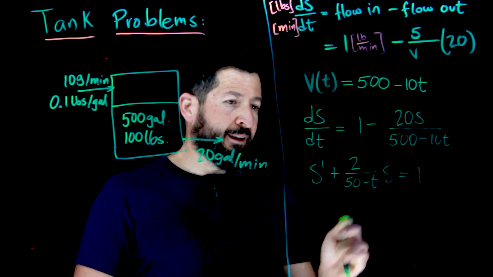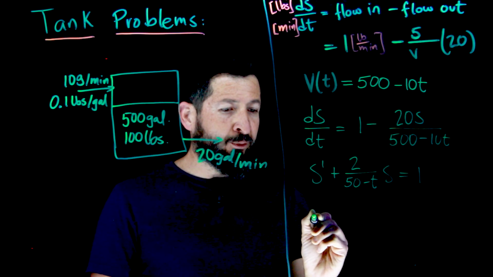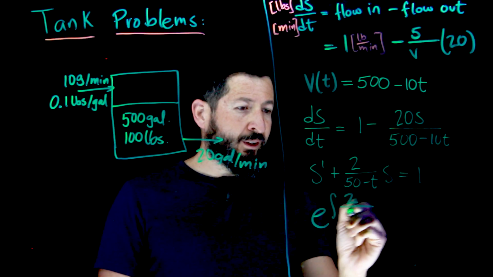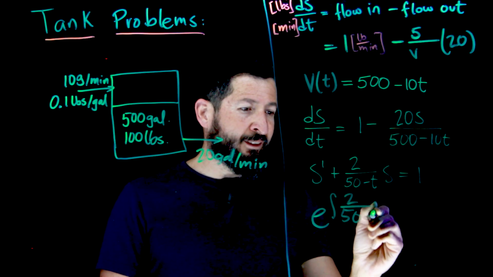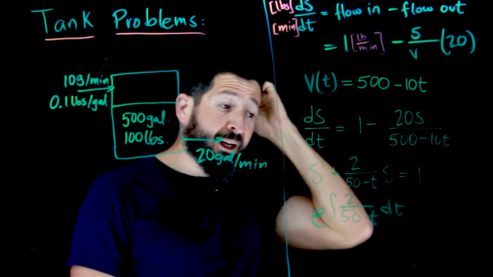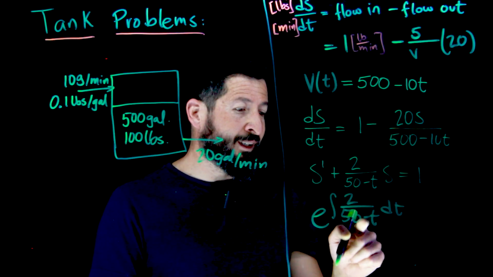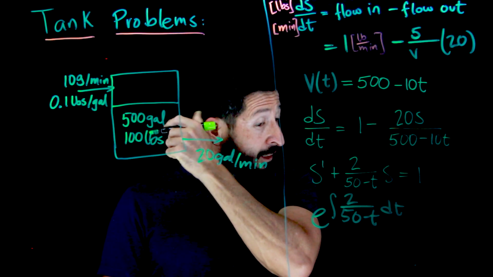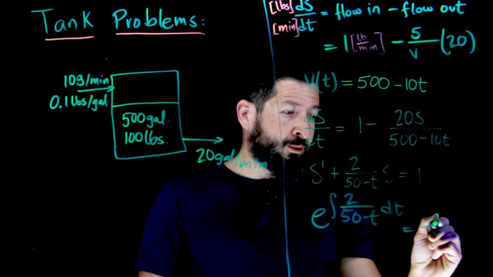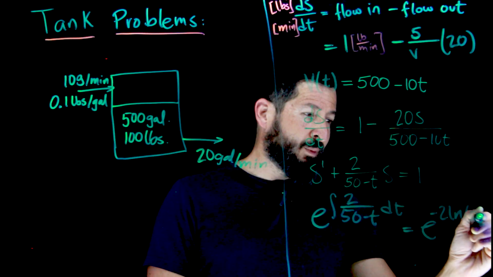So this is now in this form. I need an integrating factor, which is going to be of the form e to the integral of 2 over 50 minus t dt. And this is going to give me a u substitution of the form u equals 50 minus t, du is negative dt, and this becomes e to the negative 2 natural log of 50 minus t.